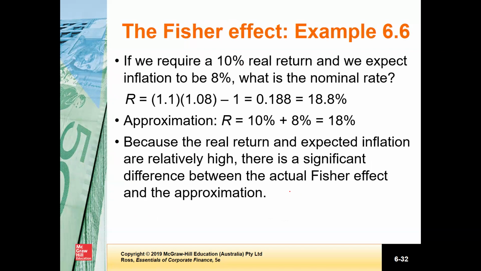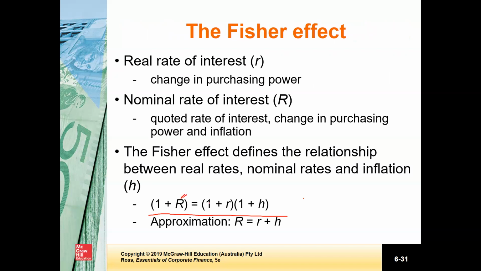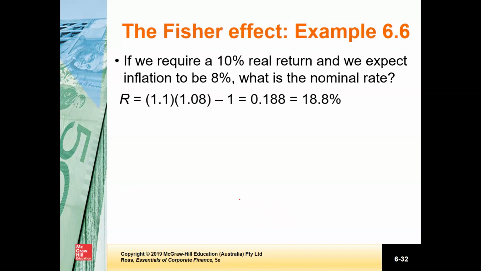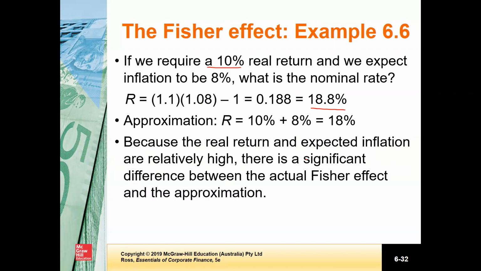Look at this example. If we require a 10% real return and we expect the inflation rate to be 8%, what is the nominal rate? We have seen previously that 1 plus the nominal rate is 1 plus the real rate times 1 plus the expected inflation rate. So with a real rate of 10% and an inflation rate of 8%, the nominal rate is 18.8%. The approximation would give us 18%. Since the real return and expected inflation rate are relatively high in this example, there is a significant difference between the actual Fisher effect and the approximation, 18.8% and 18%.